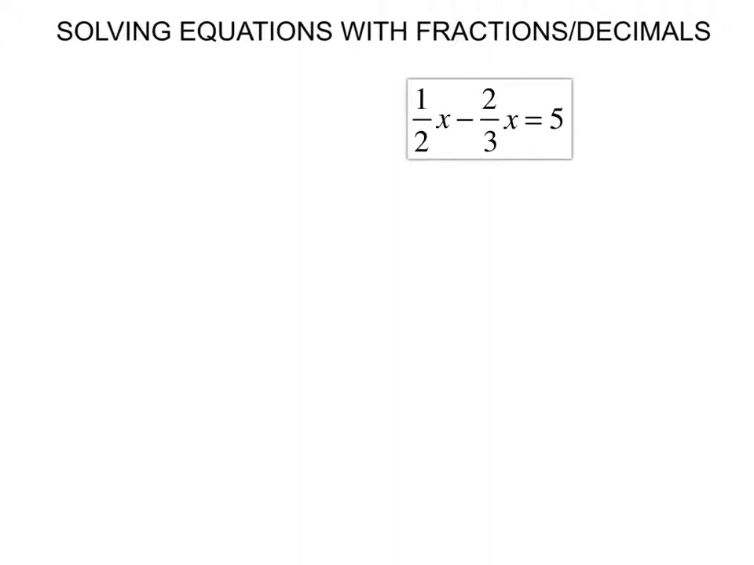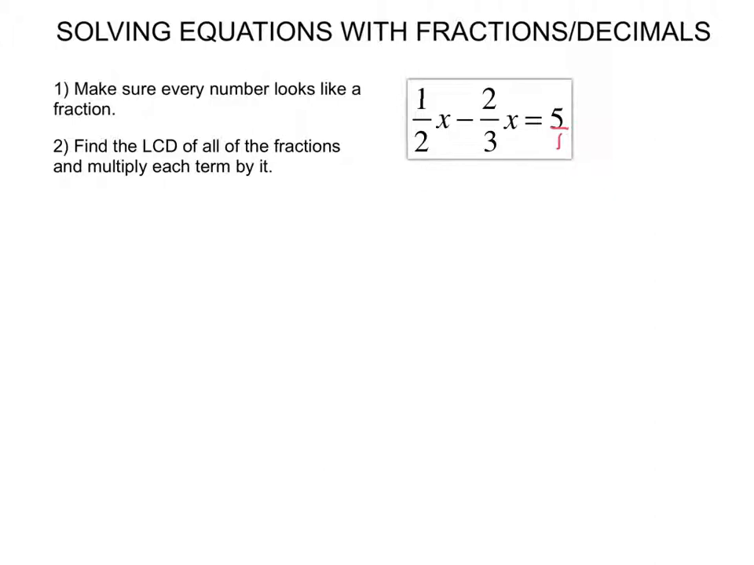Let's take a look at this example. 1/2 x minus 2/3 x is equal to 5. The first thing we want to do is make sure that every number in the equation looks like a fraction. So what that means is we're going to take the 5 and put it over 1 so that it looks like a fraction as well.